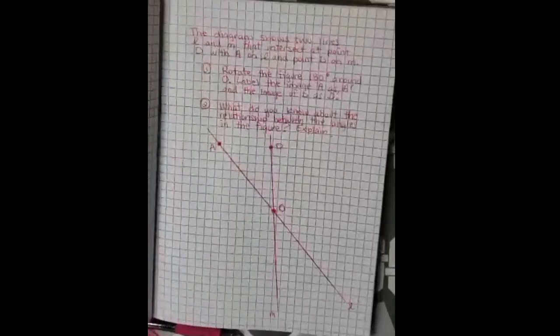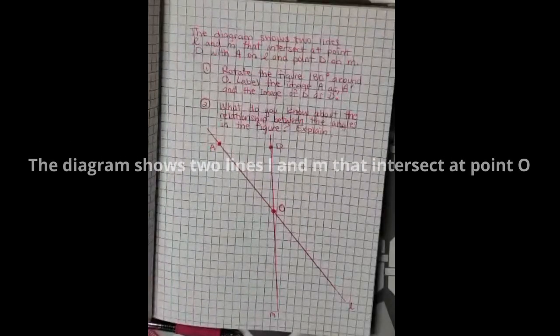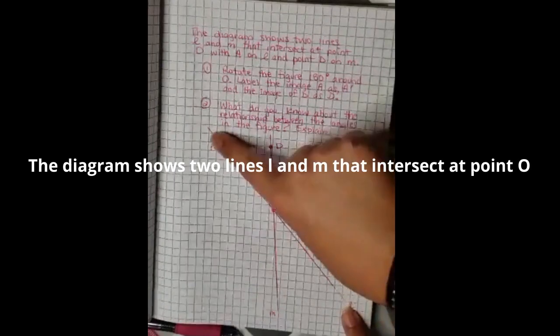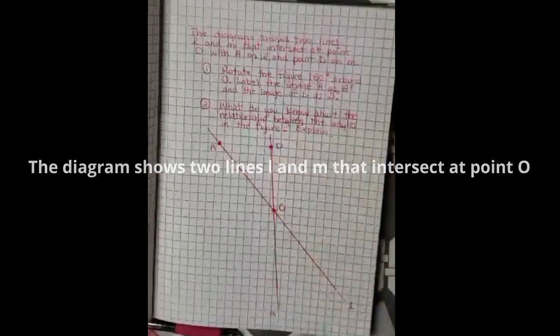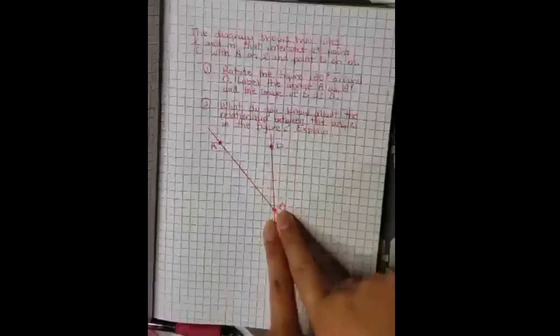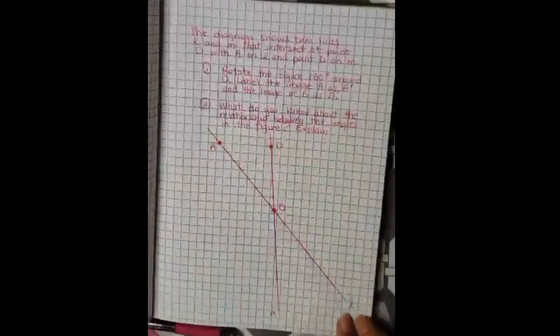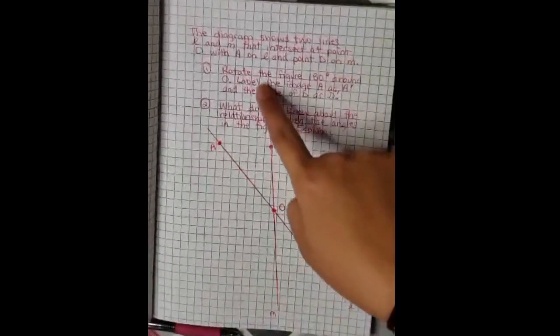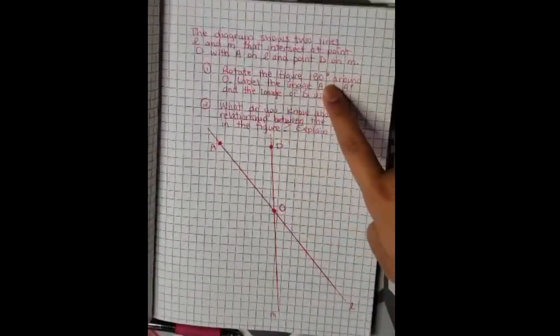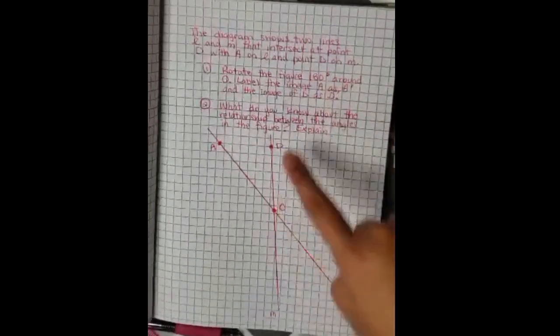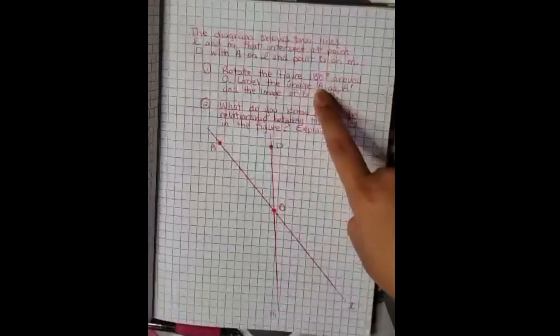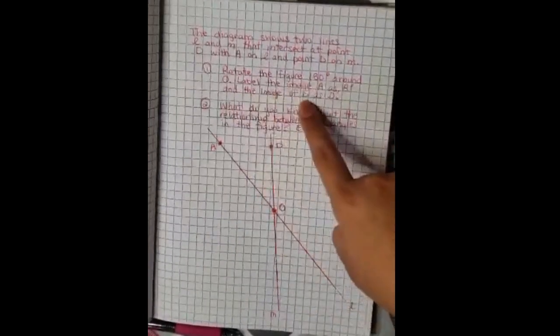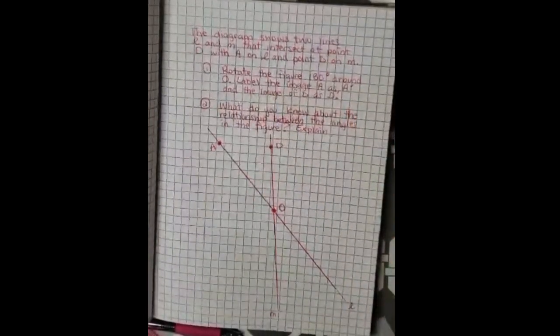Now this one is really cool. So it says, take the diagram that shows these two lines, line L and M, so this is line L, and this is line M. They intersect at point O with A on line L and D on line M. We're going to rotate this figure 180 degrees around O, and we're going to label our new A as A prime and the image of D as D prime. Okay, so this one, really cool.